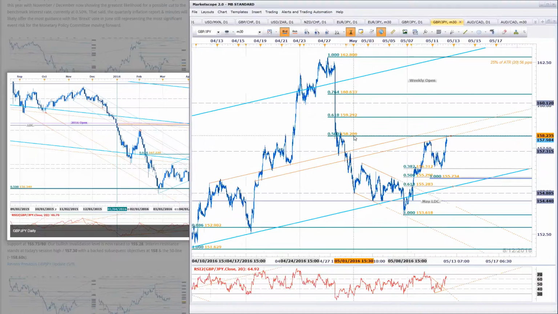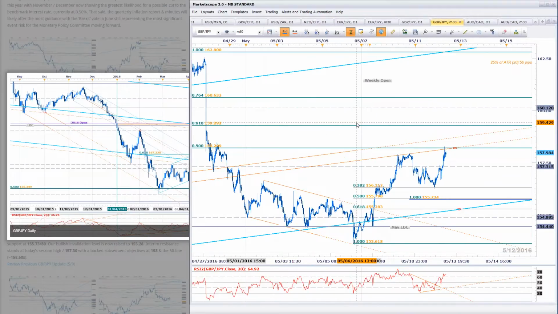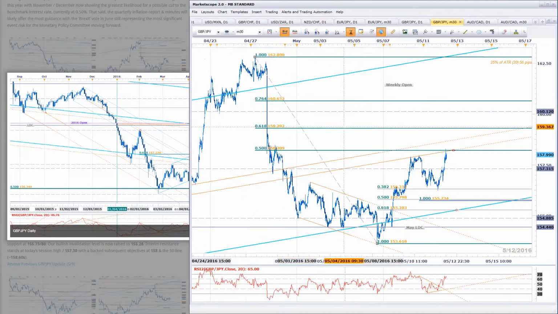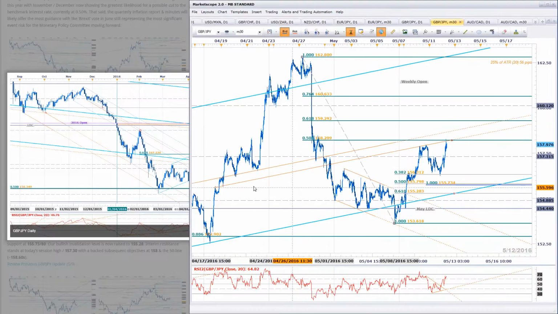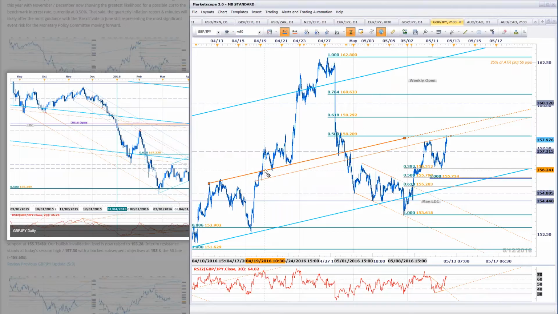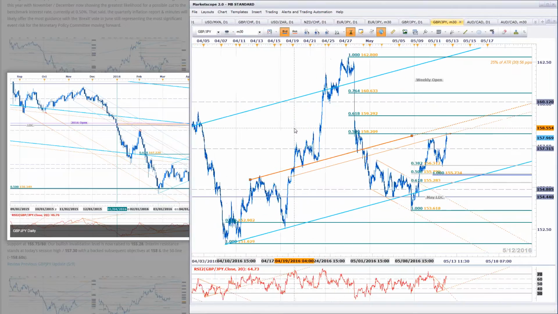Here's the pair finally coming into that last target from Sunday's update, 58.20. We just hit it. That's a 50% retracement from the decline off the monthly high, or last month's late swing high, I should say. And also is a basic sliding parallel here. So this is the actual 50 line or bisector of the broader formation.